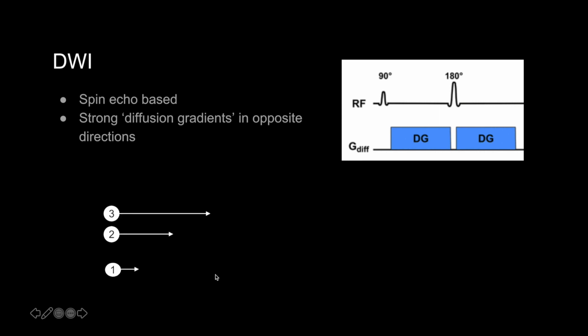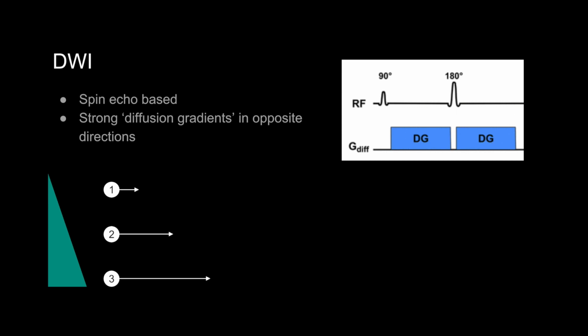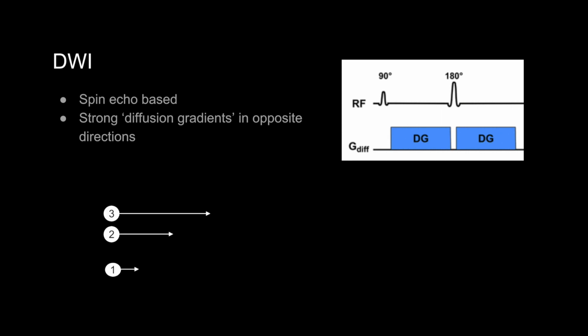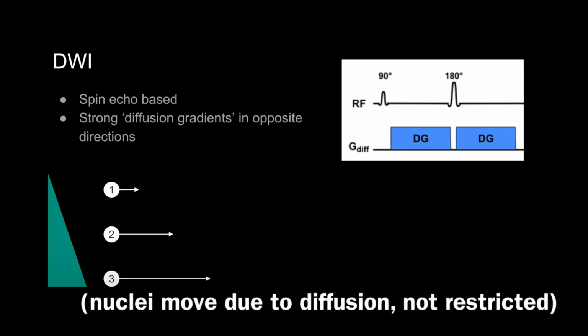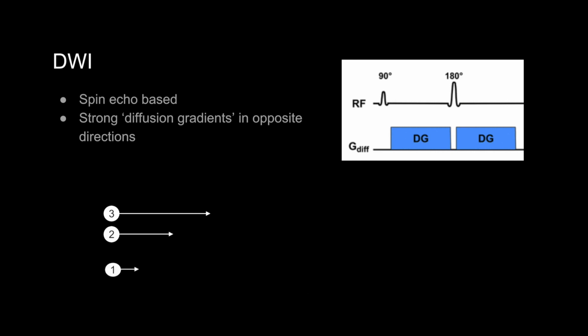Now, in the interval time before we apply the second equal opposite gradient, these molecules or nuclei happen to move. So they've moved from this position to this position. Now we have 3 at the top here, 1 at the bottom. They've diffused through Brownian motion, and their diffusion has not been restricted.